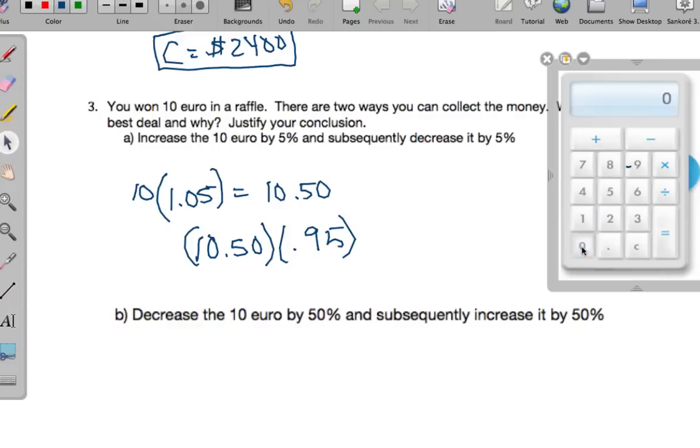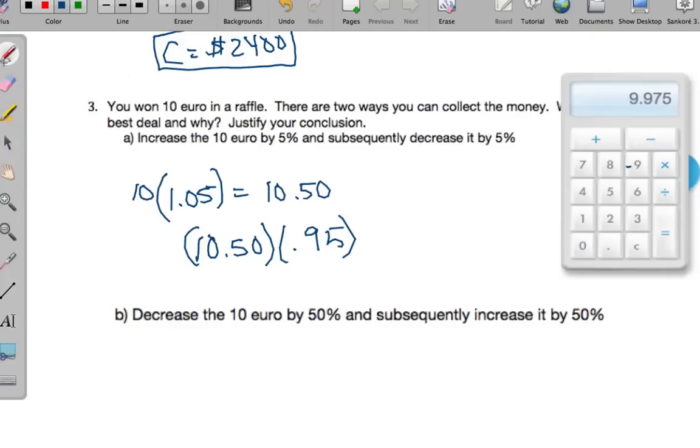So we go 10.5 times 0.95. And so I end up only making 9.97. Let's make that an 8. 2% must go to the government in taxes, 2 cents. Okay, euros.